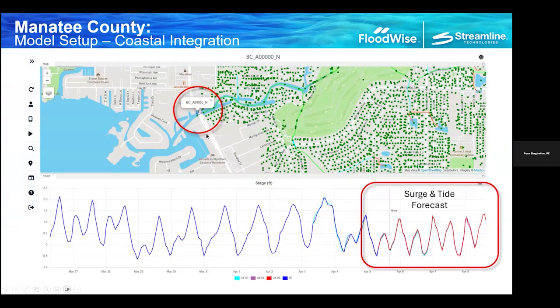And when you look at it on the dashboard, you'll see a pin there, and you click on that pin, and the blue is the tidal fluctuations that have already occurred. And then these other colors are different forecasts for different days, and the red is the most recent forecast, and that's what is about to happen.